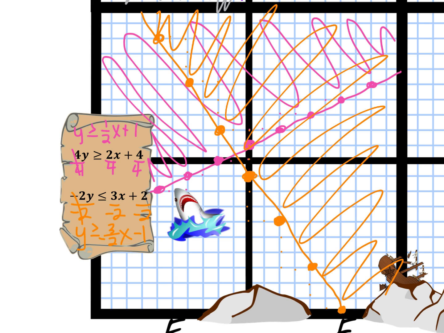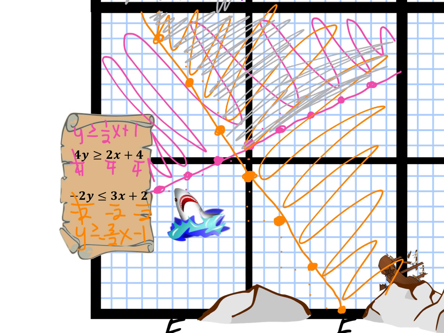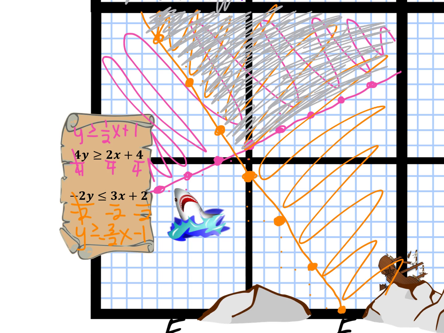And then my final answer, my solution set, is where it's both orange and pink. So I'm going to shade in where it's orange and pink. I want to make that part extra dark so that I am showing everybody else that this is the solution set. There we go. So any point in that gray area would be a solution to this system of inequalities.